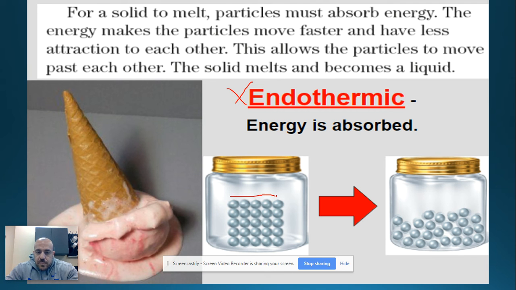So if we look here, remember on the left here that I'm circling, this is a solid. And if we heat it and supply energy to it, the molecules start to move back and forth faster and faster and faster until they have enough energy where they can slide past each other and turn into a liquid. That's what melting is. Going from a solid to a liquid because you've added energy to let those molecules move faster.